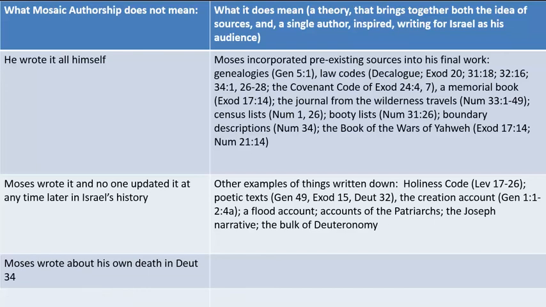There, I've given you some examples, but the big idea is that what Mosaic authorship taken seriously does mean, it brings together the idea of sources and a single author who's inspired. He's writing for Israel as his real audience at various times in history.